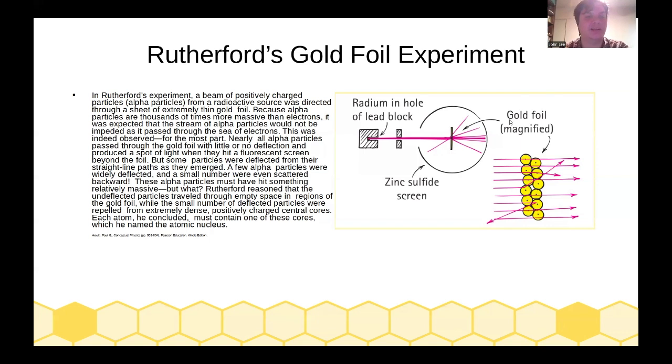Rutherford reasoned that undeflected particles traveled through empty space in regions of the gold foil, while the small number of deflected particles were repelled from extremely dense, positively charged central cores. Each atom, he concluded, must contain one of these cores, which he named the atomic nucleus.